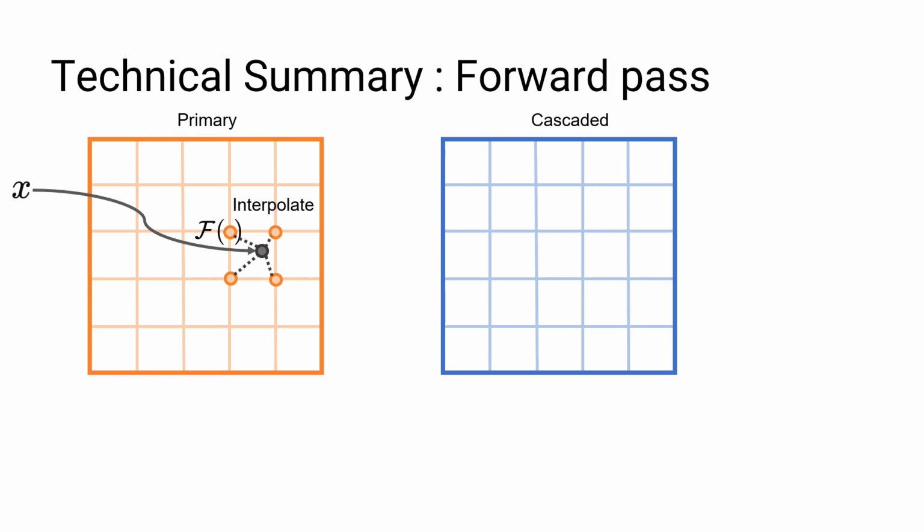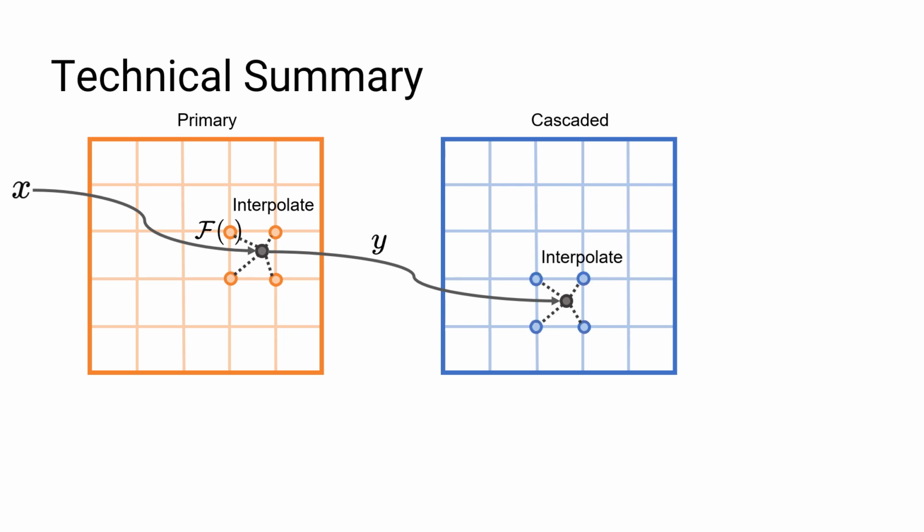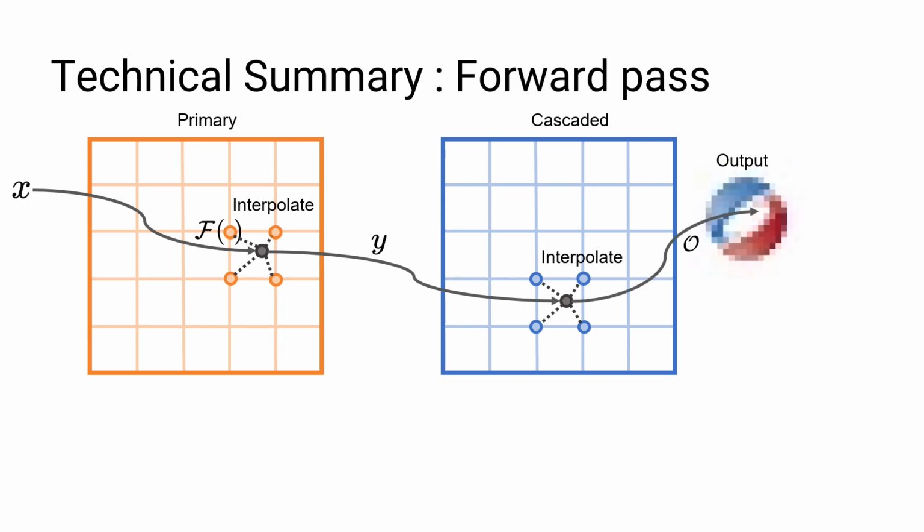And finally, we interpolate the adjacent cells to obtain the pointer value y. Although we use linear interpolants, we note that any higher order interpolant may be suitable in this context as long as the interpolant is differentiable. Next, we use the pointer y to query the cascaded array. We again fetch the cells bounding the query location and interpolate the values to obtain the final output.